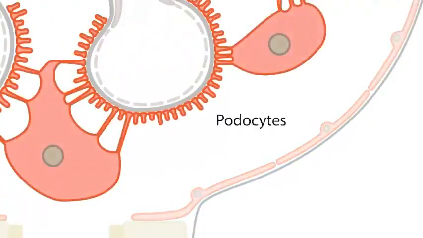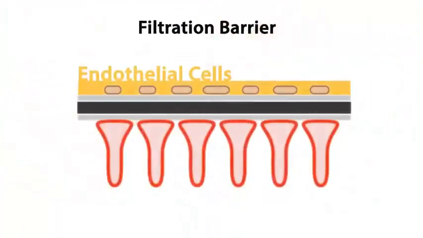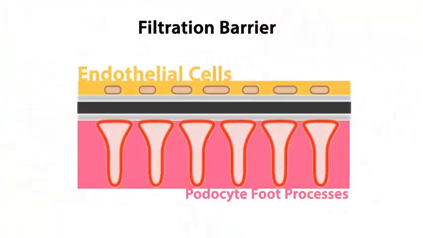Podocytes are also specialized epithelial cells and are located in the Bowman space. They form extensions called foot processes, which completely surround the glomerular capillaries and play an important role in restricting the passage of plasma proteins into the ultrafiltrate.